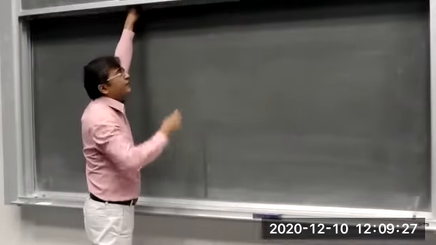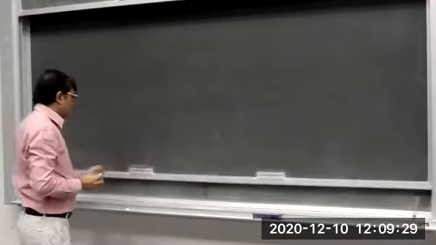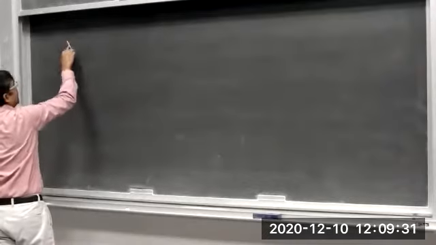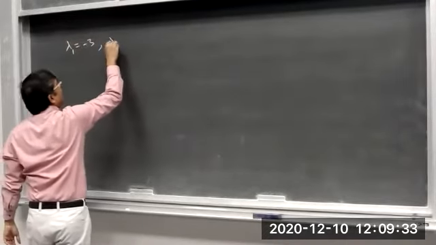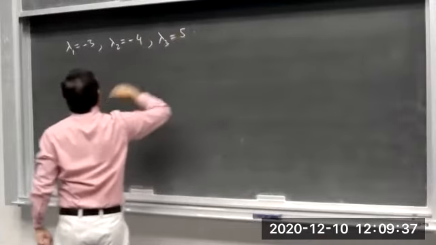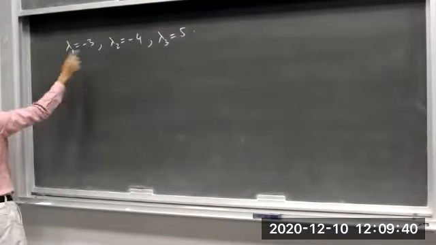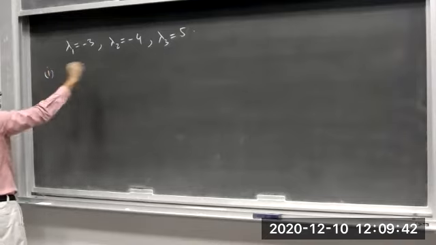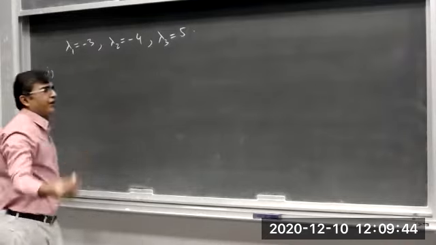Now, once we have the roots, which are real and distinct, lambda 1 is -3, lambda 2 is -4, and lambda 3 is 5. Now, corresponding to each lambda, we have to find the corresponding eigenvector.